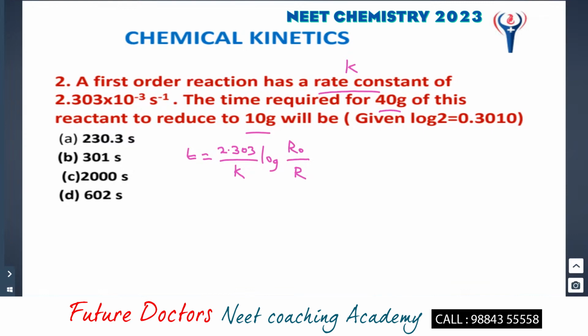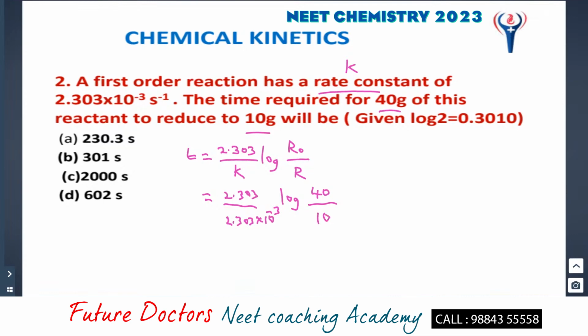Okay, time only they're asking, so I put time here. Then you can substitute as it is, simple one. K is 2.303 into 10 power -3, which is given. Then log R naught; R naught is called the initial concentration. Initial is 40, understood? So initial concentration 40 is reduced to 10 gram, which is now the remaining concentration. 40 becomes 10.